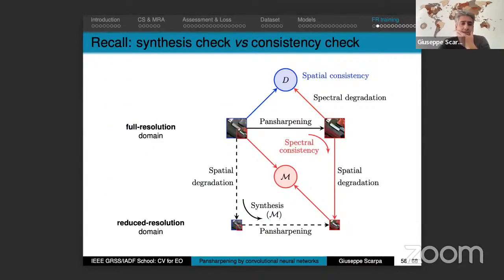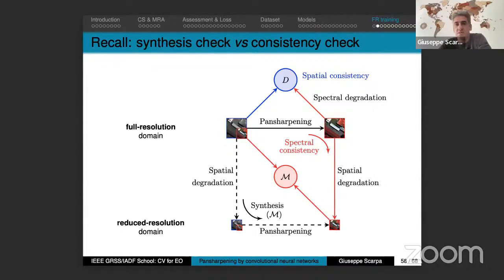To gain insight on this paradigm, we can review the concept of synthesis and consistency assessment. This flowchart well summarizes the difference between reduced resolution and full resolution training. This should not surprise, as assessment and training have the same ultimate goal, that is the minimization of some error function. Starting from the original sample in the upper left corner, a resolution shift, so you can follow the dashed lines, brings the sample in the reduced resolution space where pan-sharpening applies. Afterward, the synthesis accuracy is quantified through any index M.